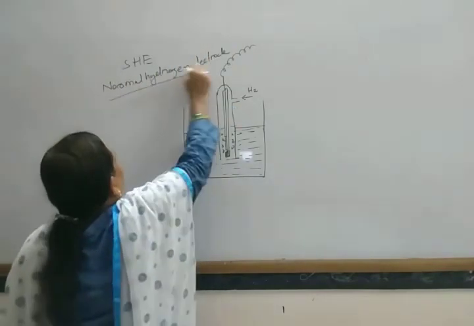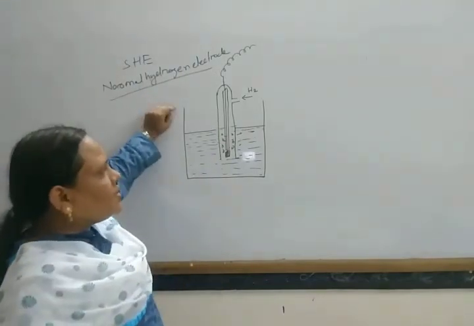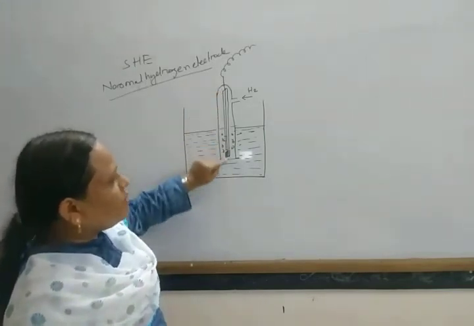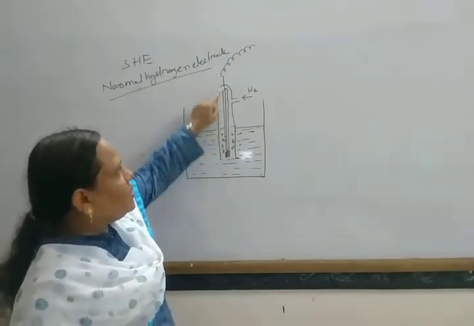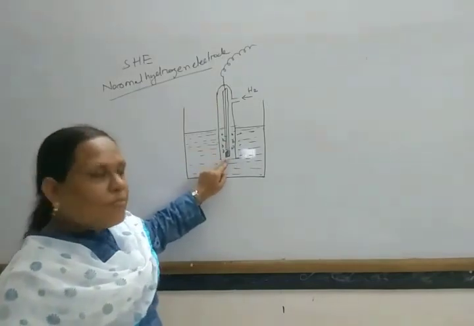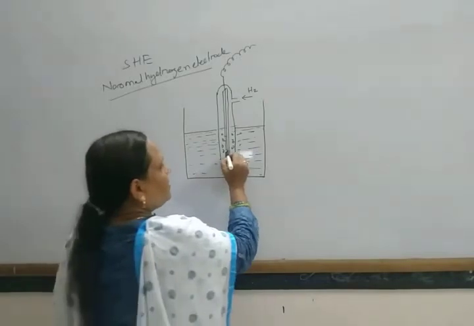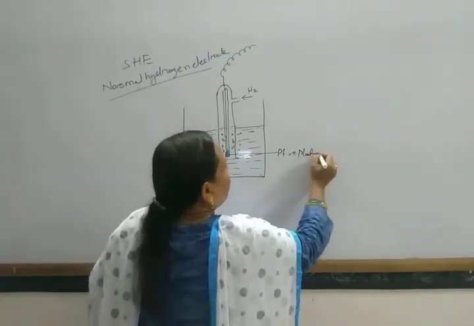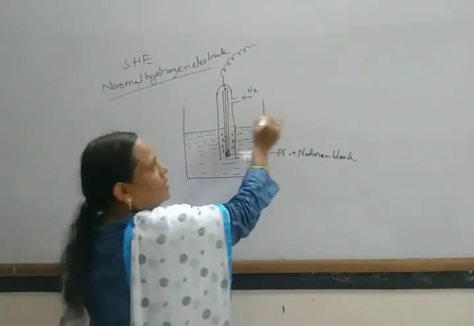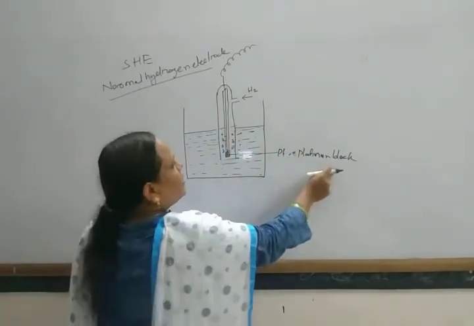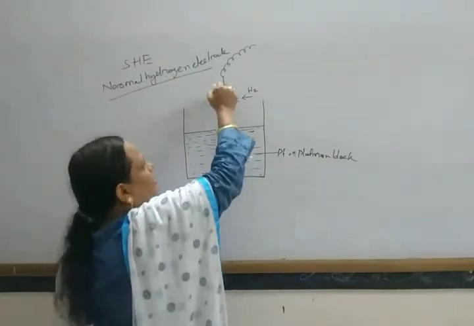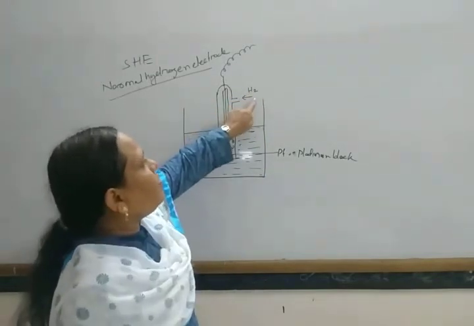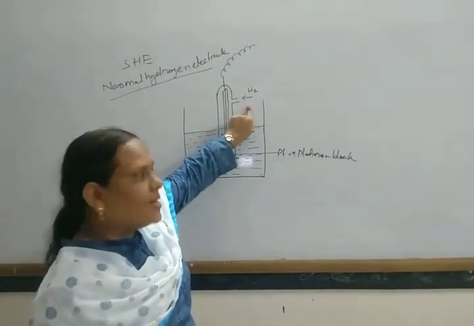In this normal hydrogen electrode there is a glass tube fitted with a platinum wire, and a platinum electrode coated with platinum black, that is, platinum powder. There is another glass tube which has an inlet for the passage of hydrogen gas.